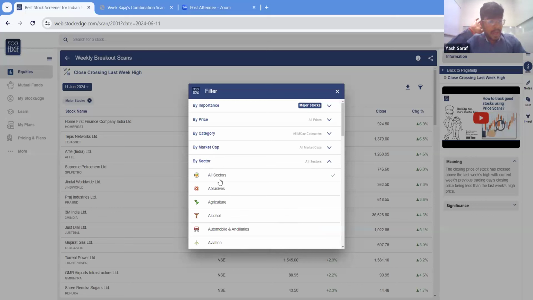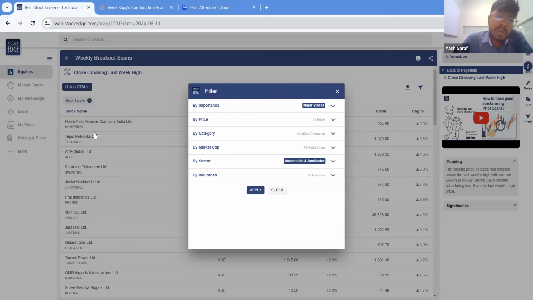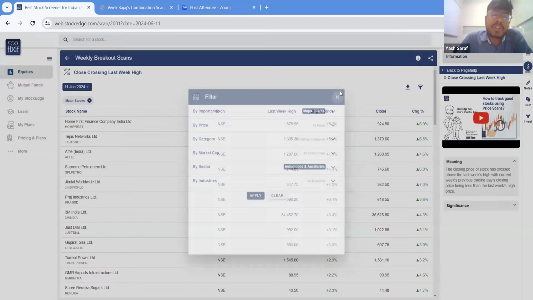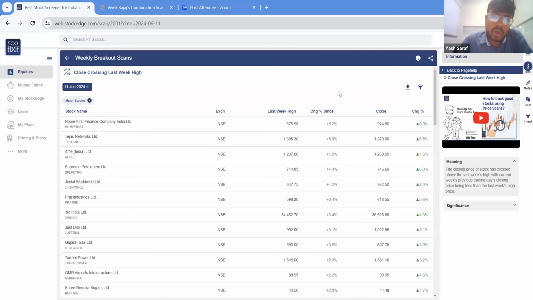For example, if you want to scan these stocks of automobile sectors which have been able to cross above the last week's high, then you can apply the filter of automobile and the list will get filtered, right? So this is the advanced filter section which will help you to filter out more stocks and reduce the list so that you can easily be in a better position to pick up stocks, right?